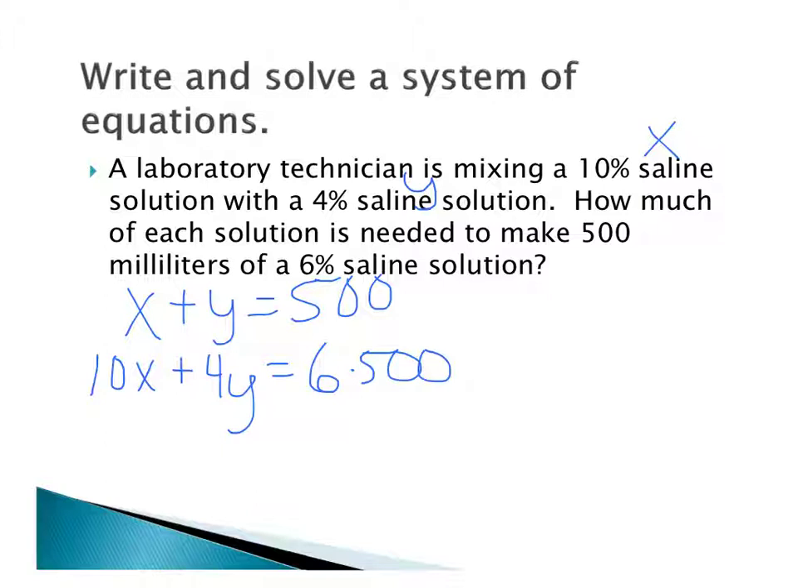Now we don't have to worry about the decimals because that can get a little bit messy. For these types of problems, we want to solve using elimination. That's usually the best method. You could do substitution if you wanted, but I feel like sometimes it gets messy. Right away, I'm going to say 6 times 500. I know that that gives me 3,000.